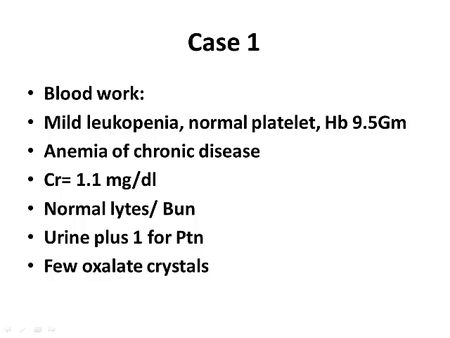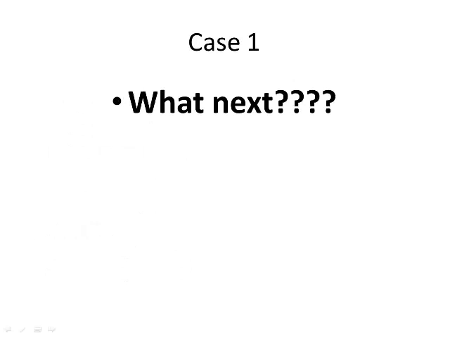Normal electrolytes and BUN, urine, well, +1 protein. The only reason I'm mentioning this here is simply to not be fooled by those dipsticks. Because if someone has polyuria, you can dilute the protein. If someone is concentrating during summer, you basically get it the other way. Few oxalate crystals, and every person who showed me his urine analysis, I think they tell me they have some crystals. So what would you do next?